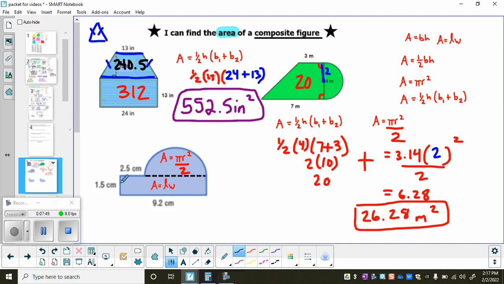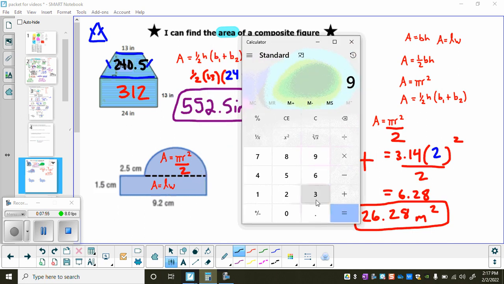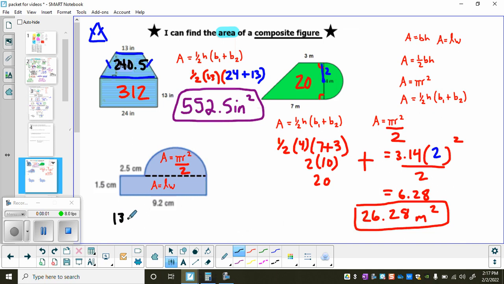Okay. So for the length times width, this one's going to be pretty simple. We've got a 9.2 times 1.5. So we'll just use the calculator. 9.2 times 1.5. And that's a 13.8. So I'm going to jot that down so I don't forget about that. That's a 13.8. That's the rectangle there.